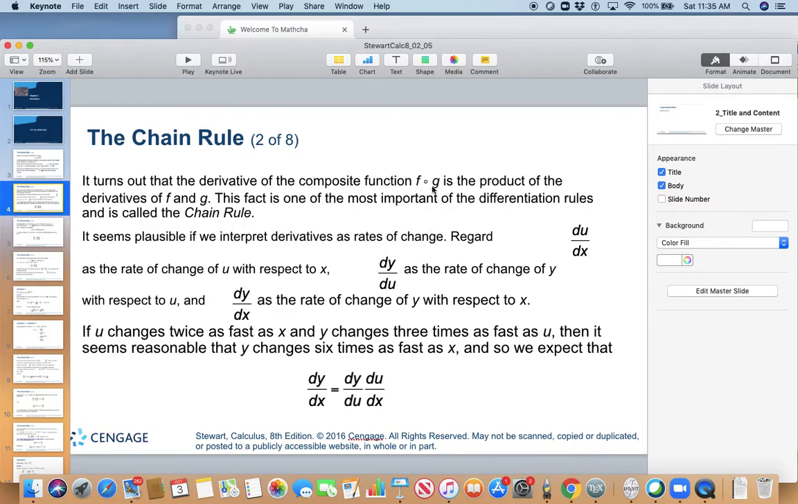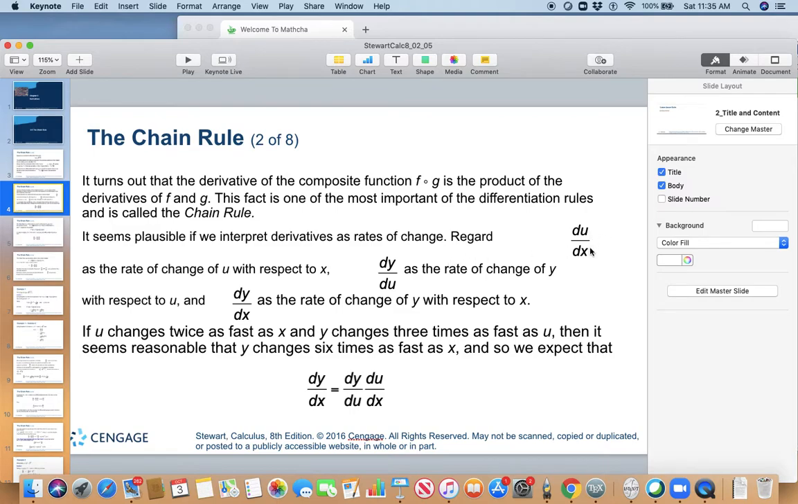So here you have a chain. How do you find its derivative? You have to take the product of the derivatives. Product. Now, mind you, one has to be a bit careful. It seems plausible if we interpret derivatives as rates of change. What is a derivative? It is a rate of change.